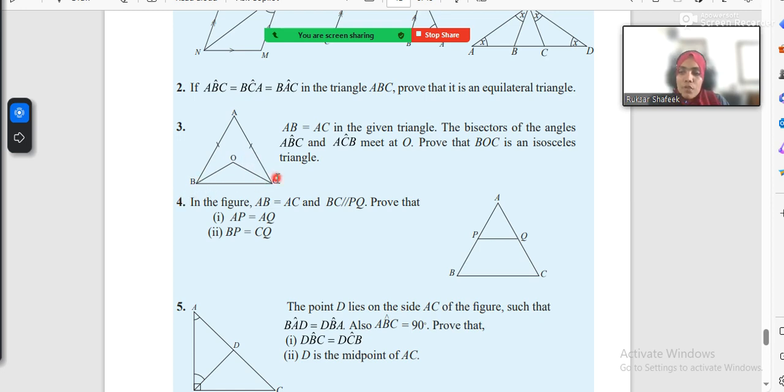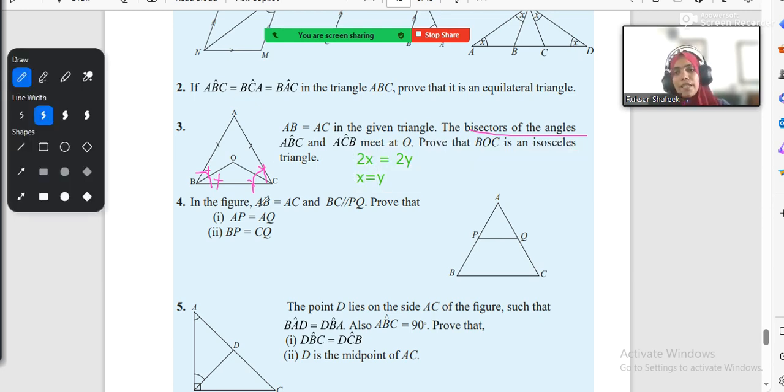We need to prove that BOC is an isosceles triangle. So how am I going to do that? As soon as you see that these two sides are equal, I can mark ABC equals ACB. And they're telling us the bisectors, so half my problem is solved. What does bisector mean? If this is X, this is going to be X. And if this is Y, this is going to be Y. Which means 2x is equal to 2y. So if they are equal, x is equal to y. If x is equal to y, I can say that OB is equal to OC, and that makes the triangle BOC an isosceles triangle.